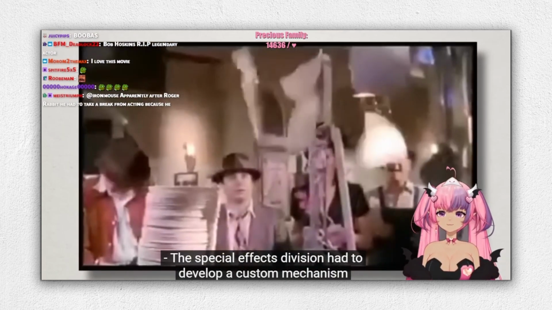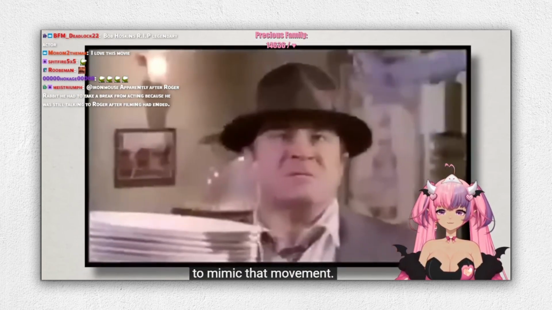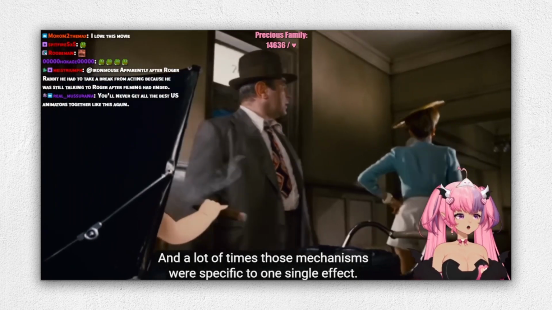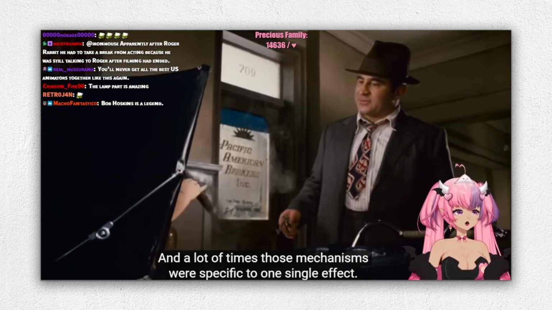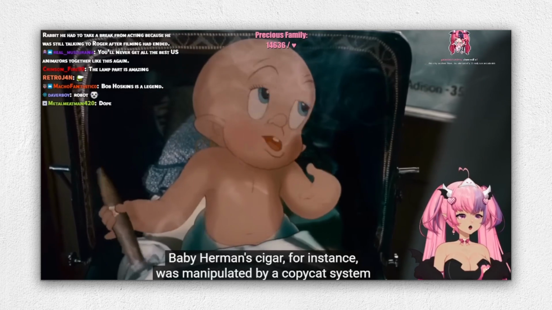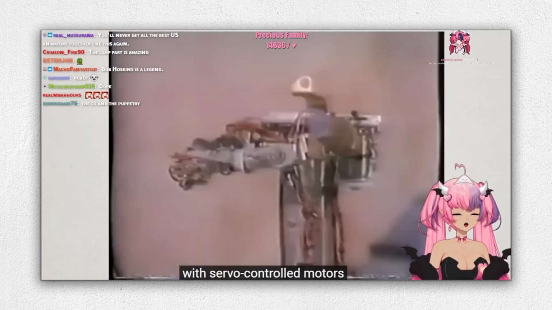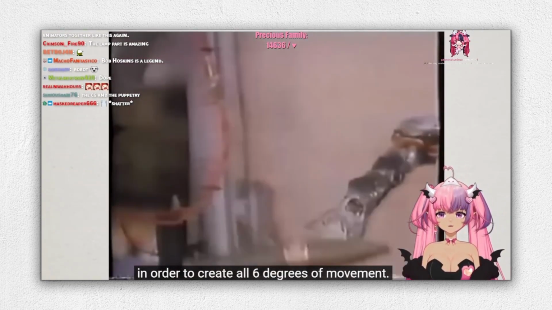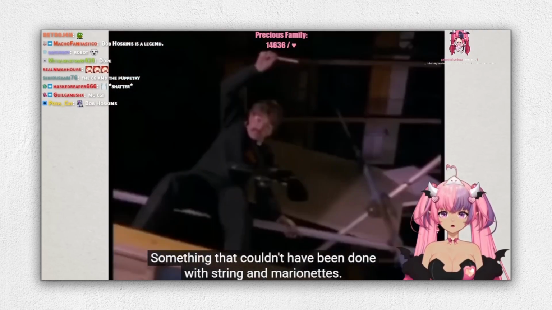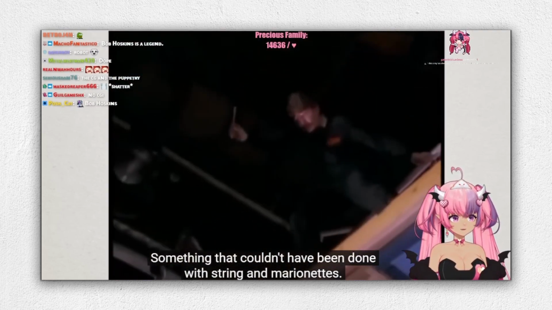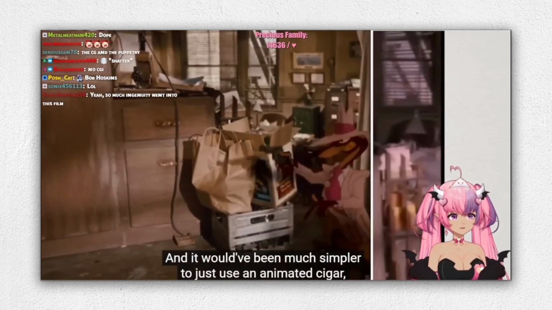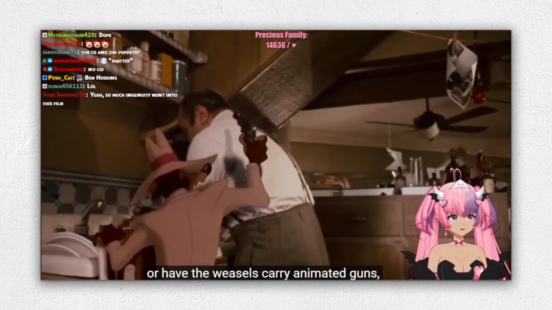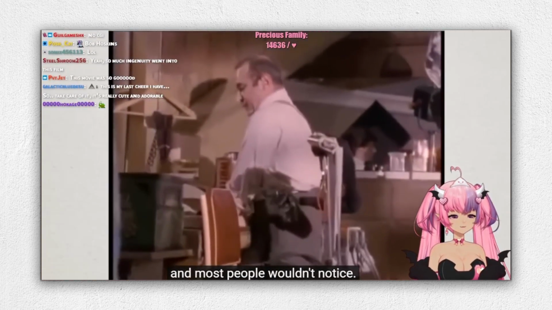The special effects division had to develop a custom mechanism to mimic that movement. And a lot of times, those mechanisms were specific to one single effect. Baby Herman's cigar, for instance, was manipulated by a copycat system with servo-controlled motors in order to create all 6 degrees of movement. Something that couldn't have been done with string and marionettes. And it would have been much simpler to just use an animated cigar or have the weasels carry animated guns, and most people wouldn't notice.